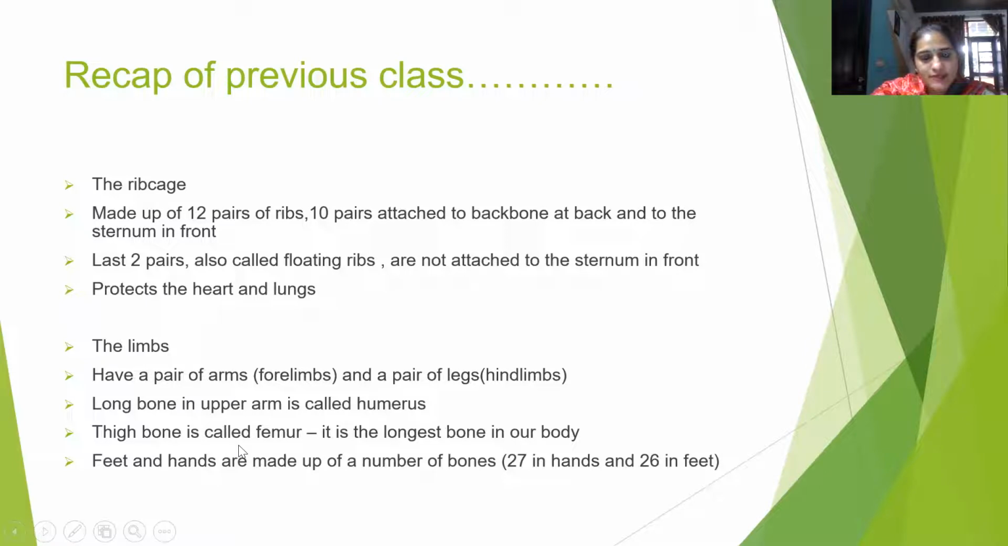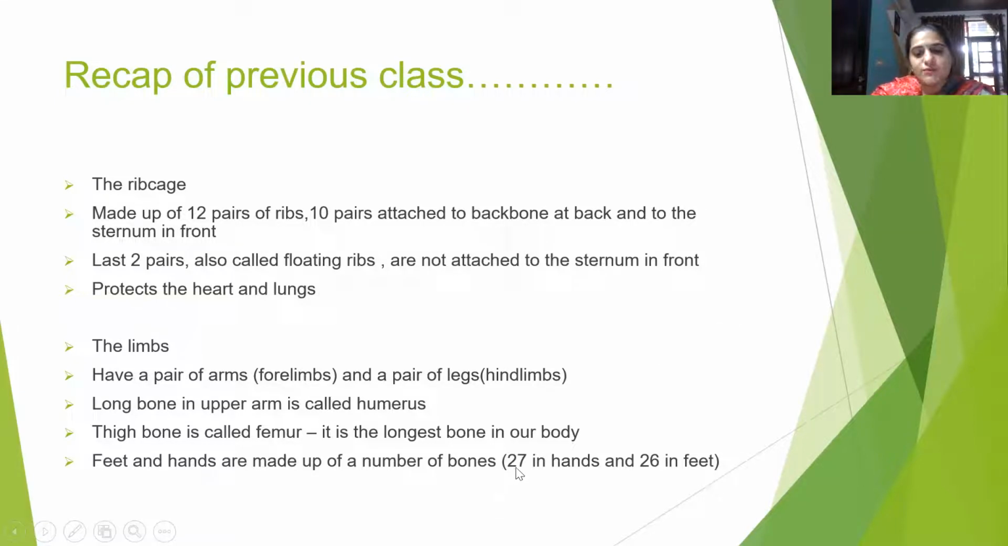The thigh bone is, of course, present in the thigh. In our legs, it is the longest and strongest bone in the human body. We have already discussed this. The hands and feet are made up of bones, 27 in hands and 26 in feet. But do you know that our forelimbs also have 30 bones and our hind limbs also have 30 bones?